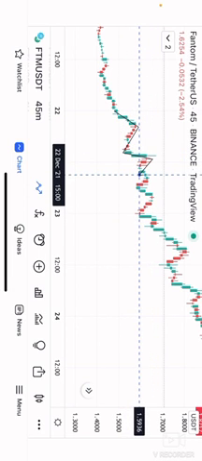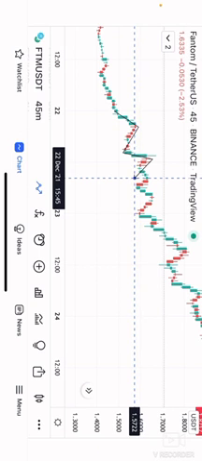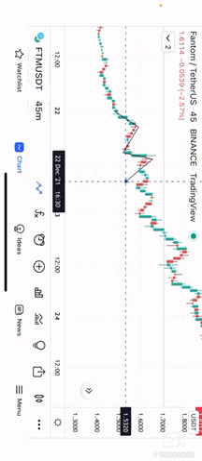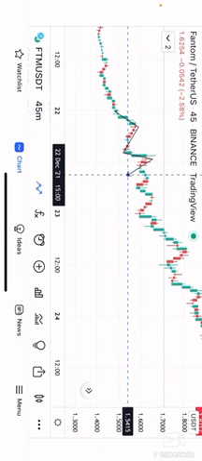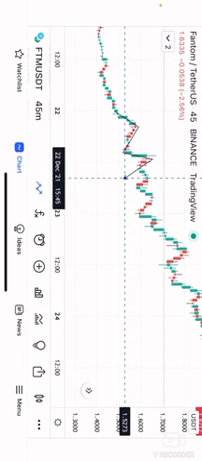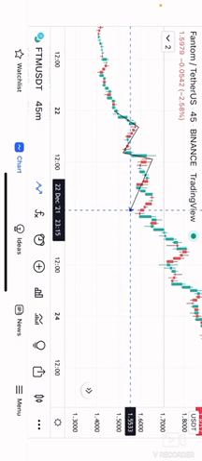This is a demand zone, but it didn't come to our entry. So sometimes it doesn't come to our entry and it will just go up and up. So you just have to move on with stuff like that.